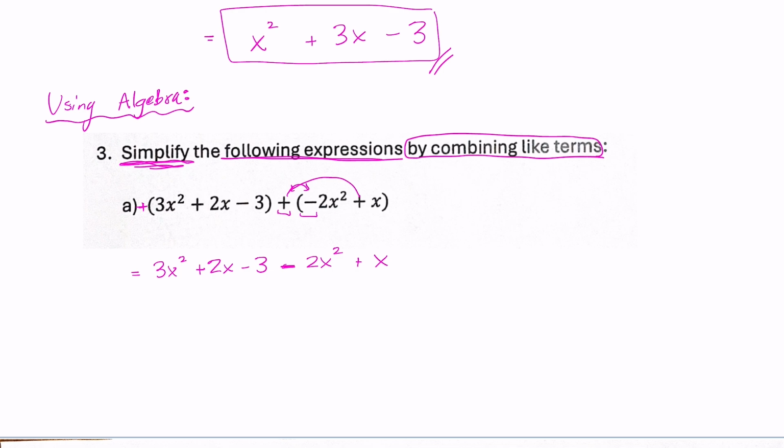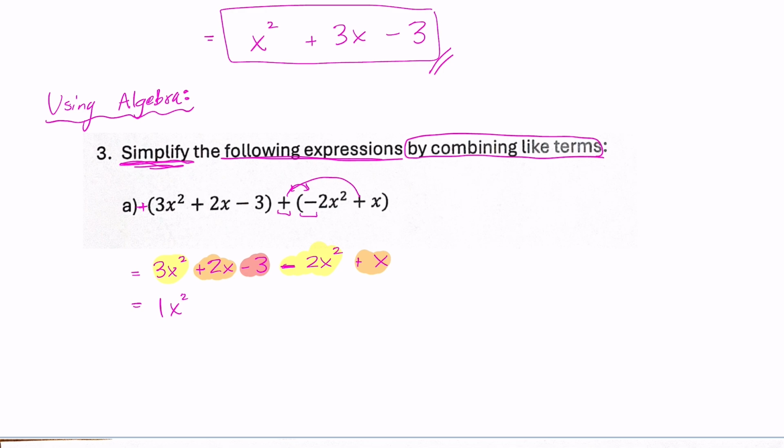So like terms means things of the same family. So I have x squared here. There's some x squared, and make sure the signs are also kept, right? Because that's important. And here I have two positive x's, and here I have just one positive x. And lastly, I just have this negative 3 here. So if I combine all the things in yellow, I get 3 minus 2. So that's just going to be 1x squared.